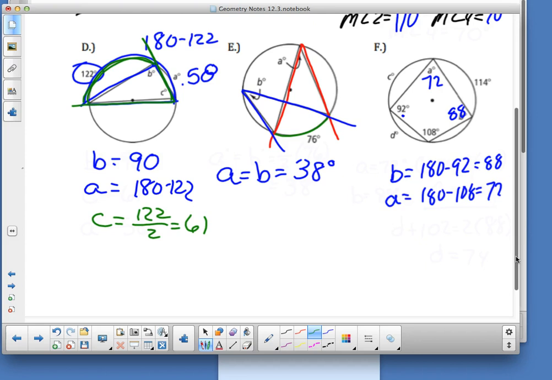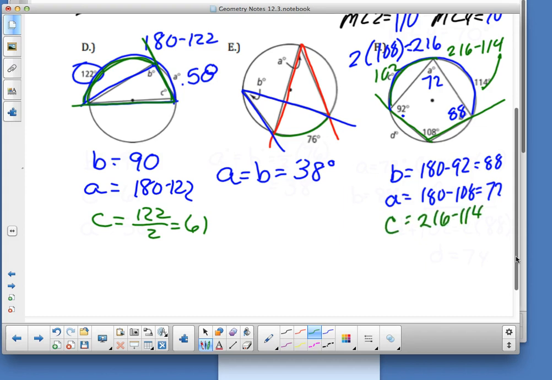C is my next one I'm going to go after. 108 intercepts that arc. This blue arc is a total of 216 because it's 108 times 2, sorry. 108 times 2. Okay, now, this total is 216. To find C, it's 216 minus 114. So it's 102, right? So I got this as 102. C was 216 minus 114.